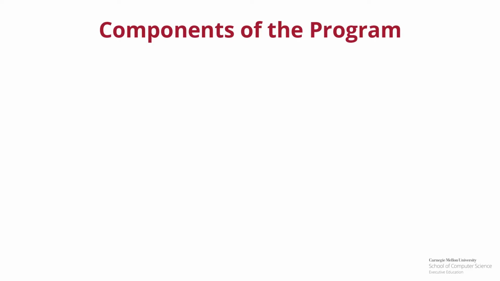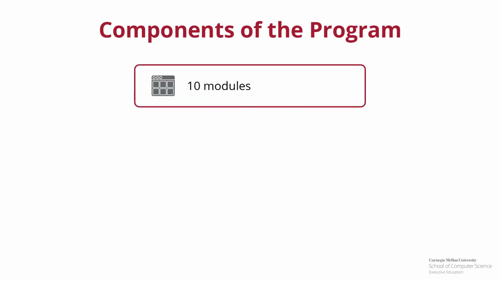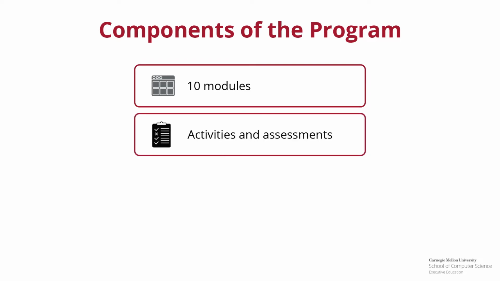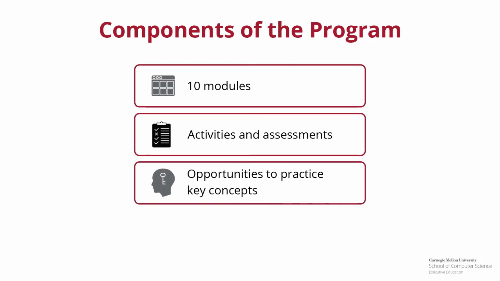Now, to get started, let me tell you a little bit about what we're going to do in the program over the next few weeks. So first, it's composed of 10 separate modules. They're related, but there's 10 separate steps. We have activities and assessments. We want to be able to tell that you're learning, and we want you to be able to tell that you're learning. We'll give you opportunity to practice these key concepts that we'll be telling you about.